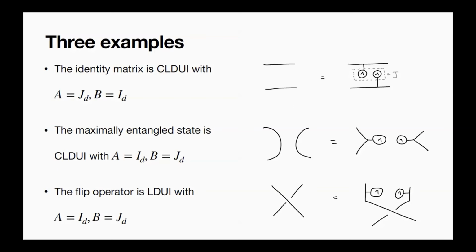The same for the maximally entangled state. Remember that was the picture we used for the maximally entangled state. But now I'm using this B matrix. So I'm putting this 1, 1 instead in the B matrix, and you see this thing will give you this part here, and this thing will give you this part here. And the flip operator is of CLDUI type, so I'm using this C matrix, which I didn't talk about, so I don't want to go into much detail.